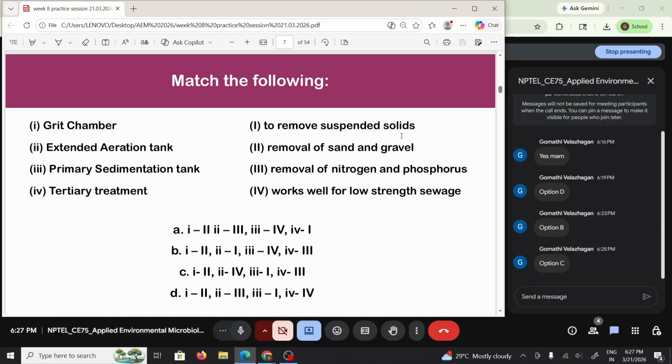Okay, I'll just wait for a couple more minutes to see if the other person would also want to answer this question. So you just have to match the wastewater treatment unit with its function. So I'll just wait for a couple of minutes and then discuss the answer.